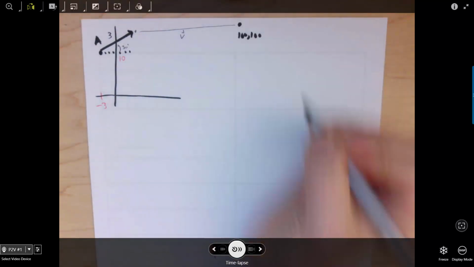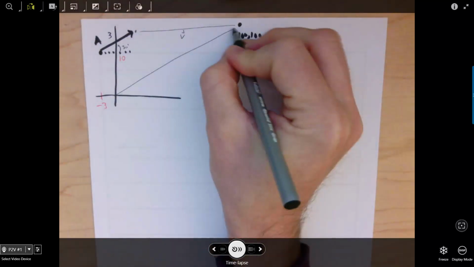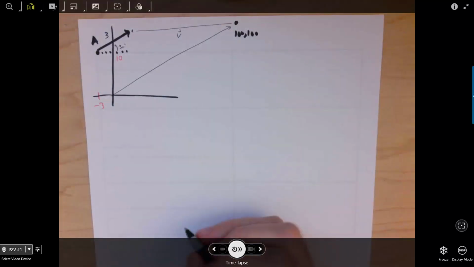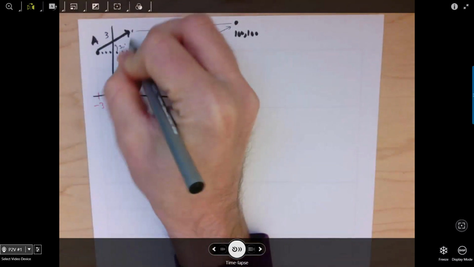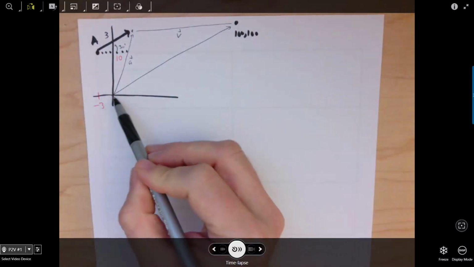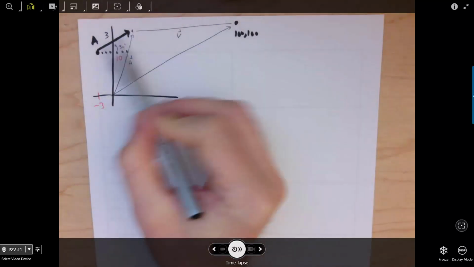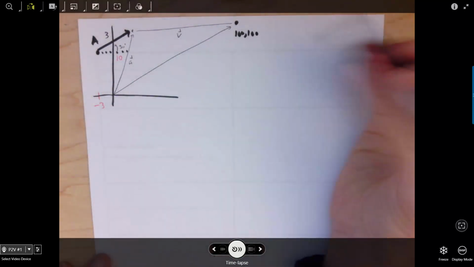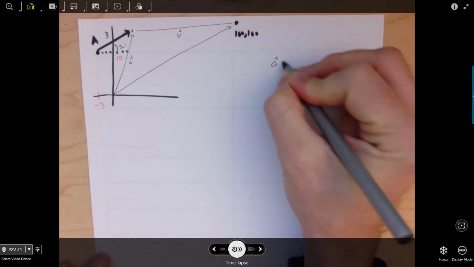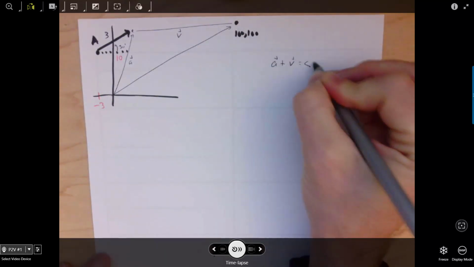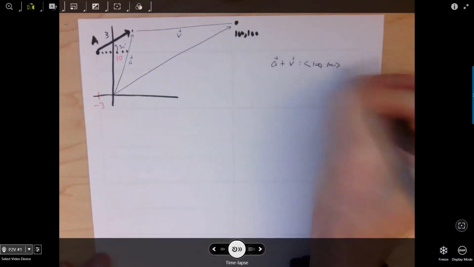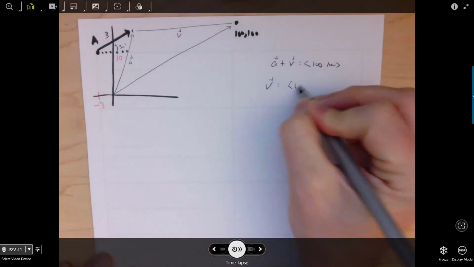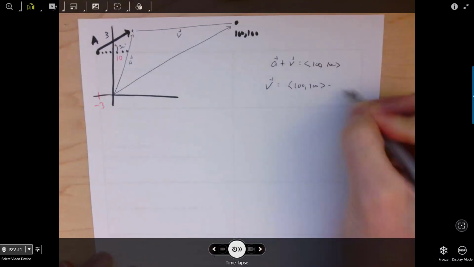So that's v. And you could think about this point as a position vector going from 0, 0. This would be vector a, because it's a vector that points from the origin to wherever person A ends up after a certain amount of time. Okay, so the question is find v. What I know is that the a vector plus the v vector equals 100, 100. I can see that visually. So that means my v vector must be 100, 100 minus my a vector.